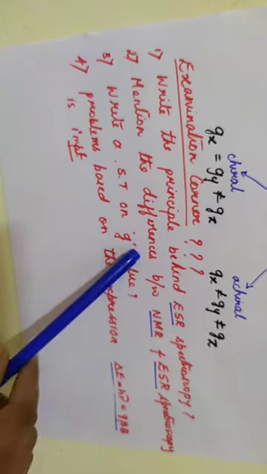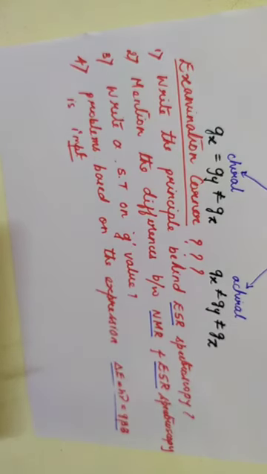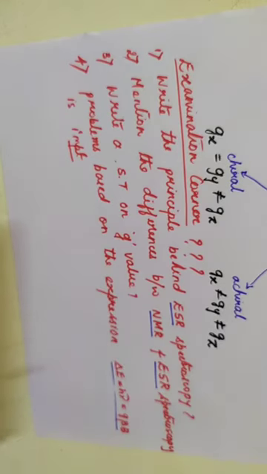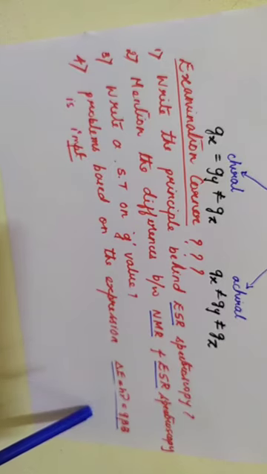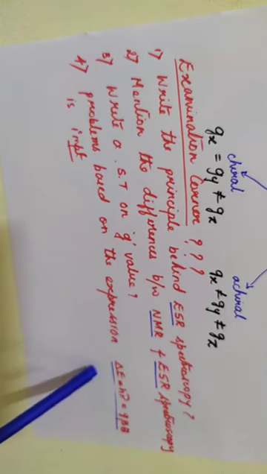Next question is to mention the differences between NMR and ESR spectroscopy. This may be asked for a 2 marks question. You have to list out the differences. Then write a short note on G value. The last question is you have to solve problems based on the expression ΔE = gβB. And this is an important application part. So thank you.